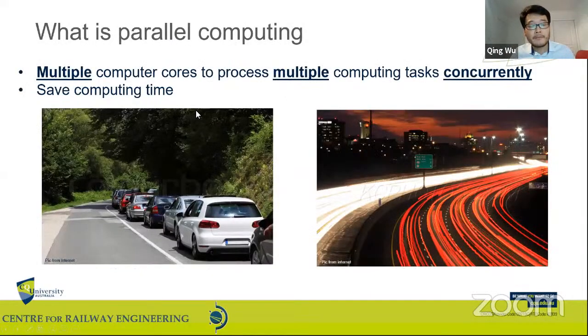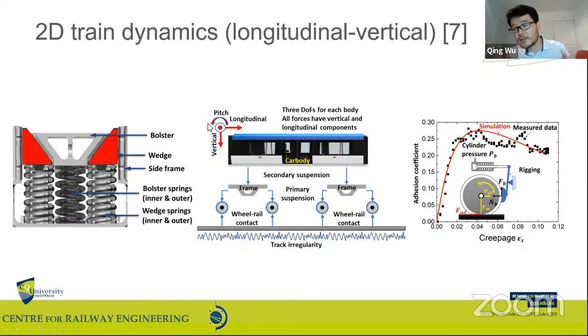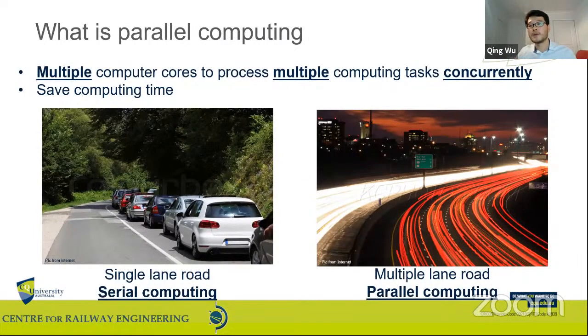Okay. Now, to simulate the 2D train dynamics and the 3D train dynamics, we often use a technique called parallel computing, because when we move to 2D and 3D, the train system becomes very big, and to simulate it you would require modeling details for like 200 vehicles, and you would need to simulate all of them. In that case, the simulation time and the modeling task are very, very high. So in this case, we use a technique called parallel computing to help improve the computing speed and to help decrease the modeling workload.